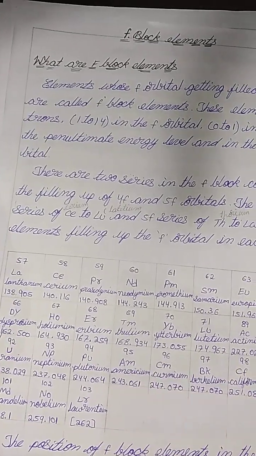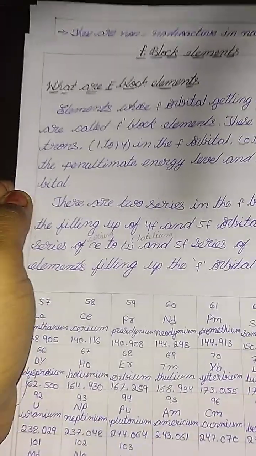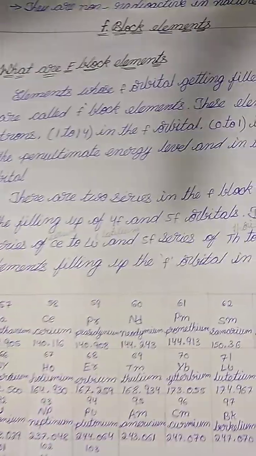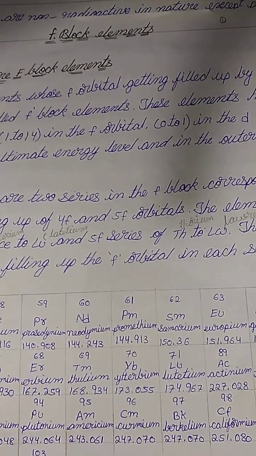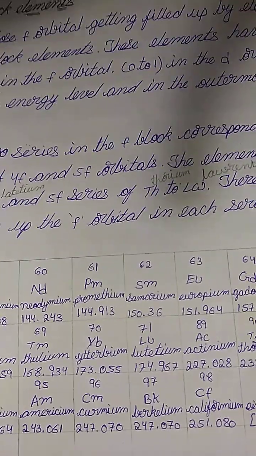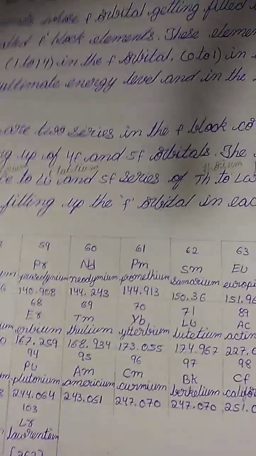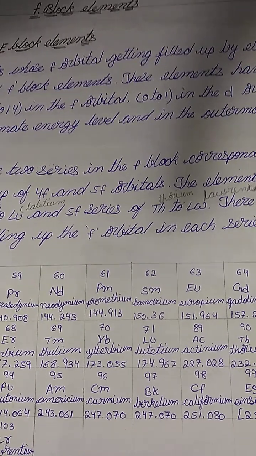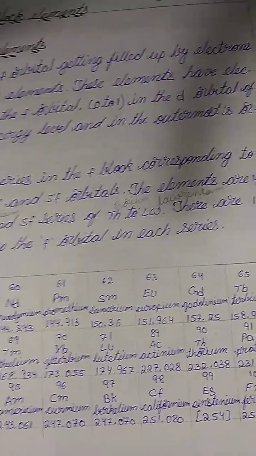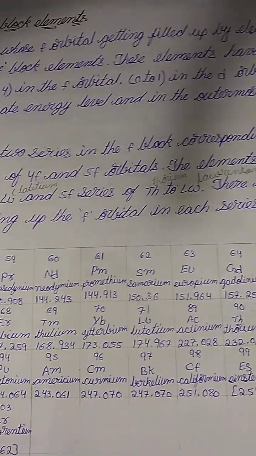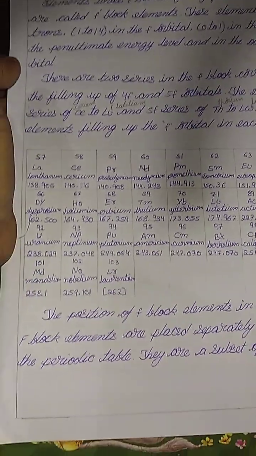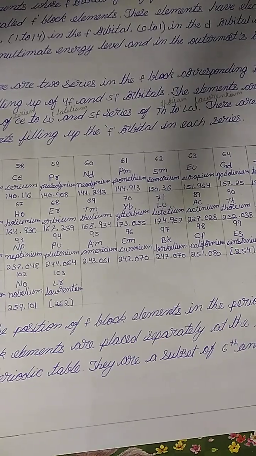The 4f series runs from cerium to lutetium, and the 5f series from thorium to lawrencium. There are elements in the filling up of the inner F orbit. These are the possible F block elements in the periodic table.